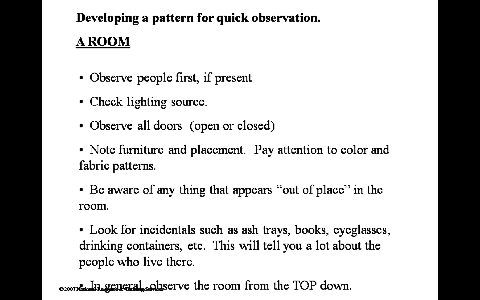When observing a room, observe people first. Check lighting sources. Observe all the doors. Are they open or closed? Note furniture and placement. Pay attention to color and fabric patterns. Be aware of anything that appears out of place in the room. Look for incidentals such as ashtrays, books, eyeglasses, drinking containers, and so forth. This will tell you a lot about the people who live there. In general, observe the room from top down.